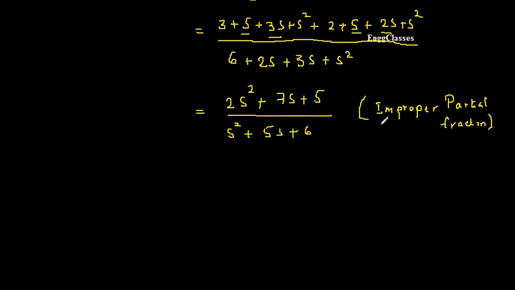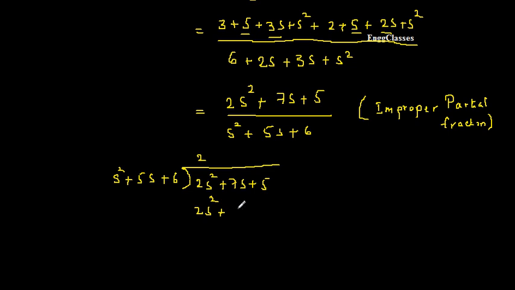To make use of the partial fraction, I actually have to reduce this to the proper partial fraction and then make use of the method. Correct? For that, I actually have to divide. Let me consider s square plus 5s plus 6. I'll consider 2s square plus 7s plus 5. So I have to divide this. So I'll multiply with the 2. 2 into s square becomes 2 times s square, plus 2 into 5s, I'm going to get 10s, plus 2 into 6, 12.